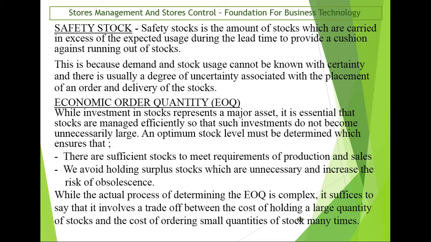So while the actual process of determining an economic order quantity is complex, it suffices to say that it involves a trade-off between the cost of holding a large quantity of stock and the cost of ordering small quantities of stock many times. So we are trying to determine what is the optimum order quantity when we are buying stock. What is the best quantity to order? So the economic order quantity would be that quantity that ensures that you are meeting all your needs, but at the same time you are not overstocking.